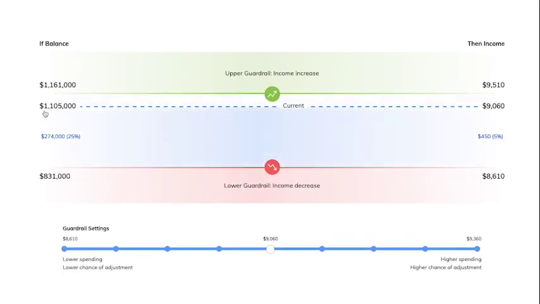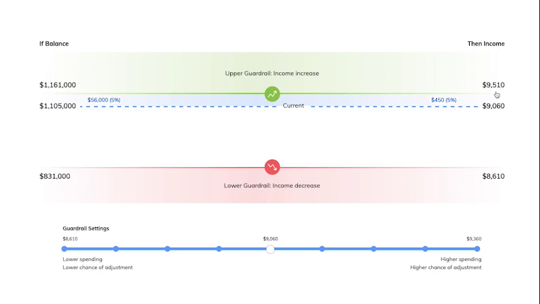And so what I mean by the guardrails philosophy is that if their accounts increase, so they're expected to be at $1,105,000 by the time they retire. Well, if their accounts go up 5% and go to $1,161,000, well, then we can increase their income at that point by $450, which happens to be 5%. And that would bring their income level to $9,510. So as an advisor, this is what I'm looking at every single month in the background for all of our clients that are on retirement income, that if they want to spend more, that they can.